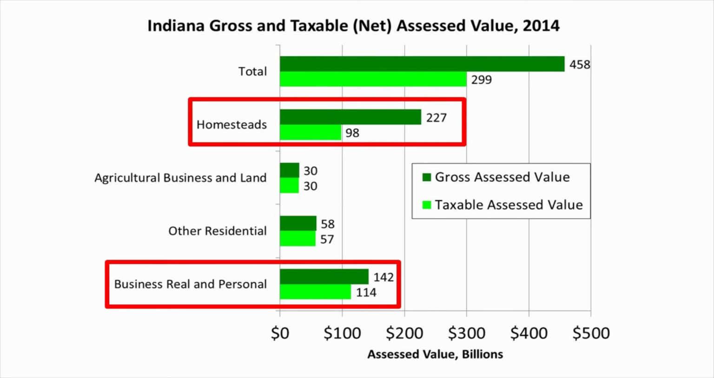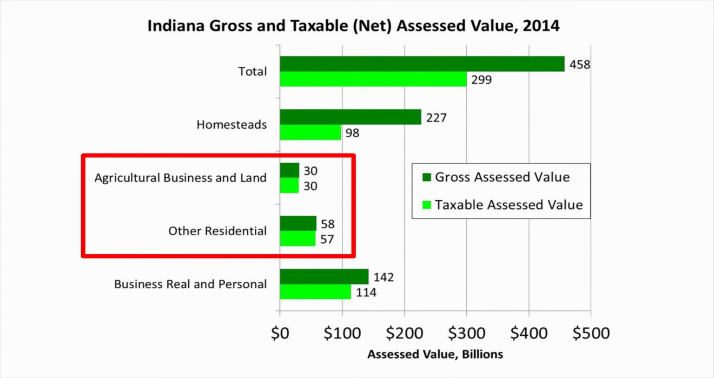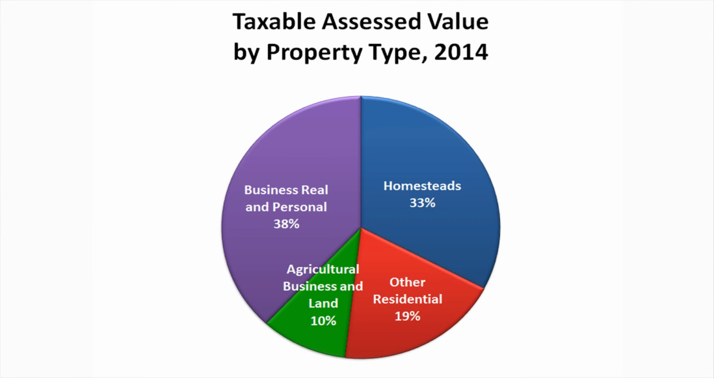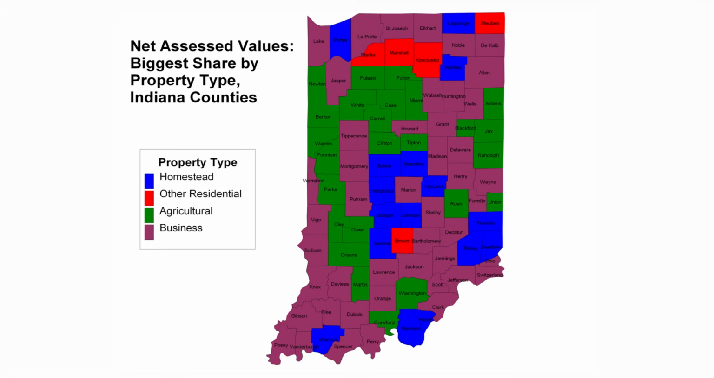Businesses see smaller reductions, mostly from abatements. Agricultural property and other residential, which is mostly rentals, get almost nothing in deductions. Taxable assessed value almost equals gross assessed value for those property types. After all the deductions, business, real, and personal property has the highest share, with homesteads a close second. Less than 1/3 of taxable assessed value is other residential and agricultural property. This varies quite a bit by county, though.